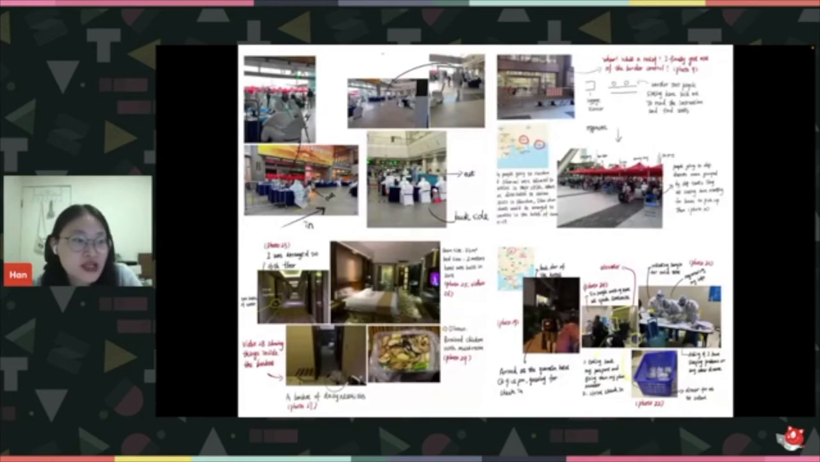My strength is not in drawing, so I created a very simple storyboard. I took a lot of photos along my trip and used Procreate to add some annotations and build simple storyboards highlighting the whole trip. So this is the hotel I lived in. This is when I passed the border, and this is when I was waiting for the bus to pick me up to the quarantine hotel. And this is when I checked in to the hotel. I needed to do some PCR tests.